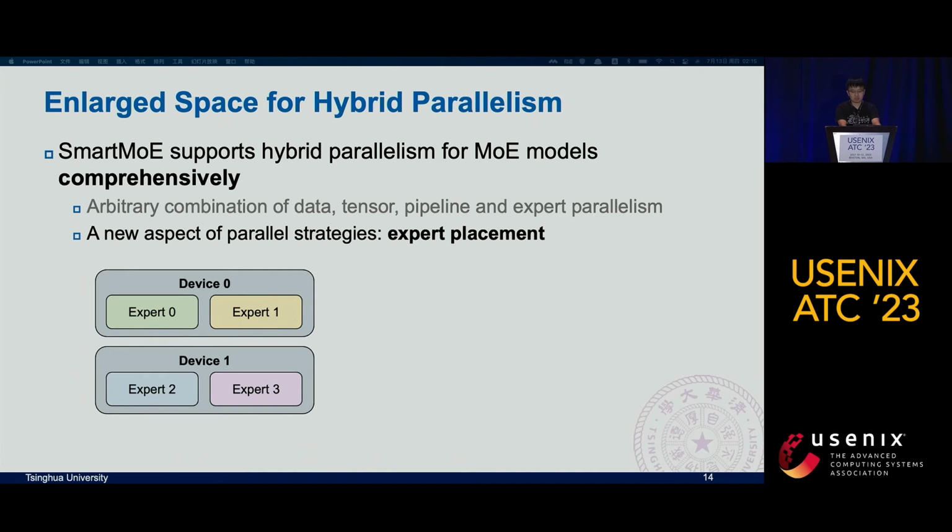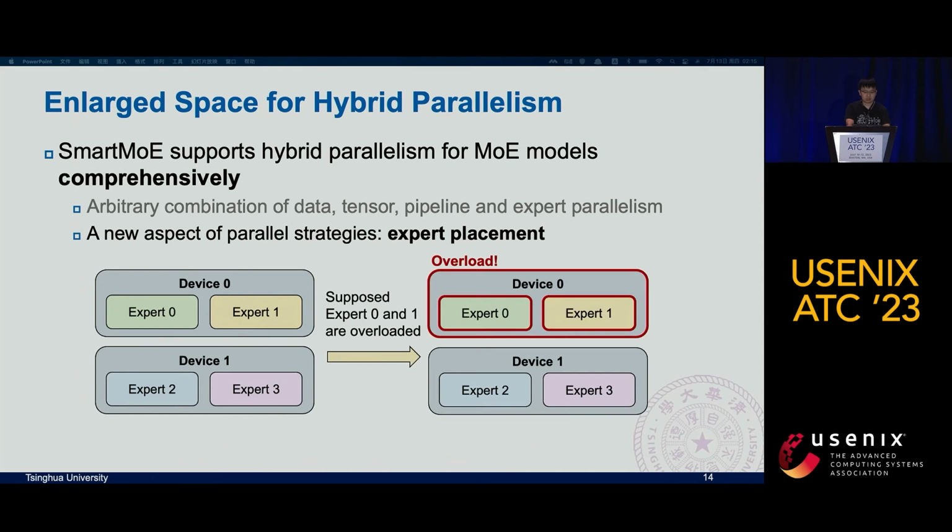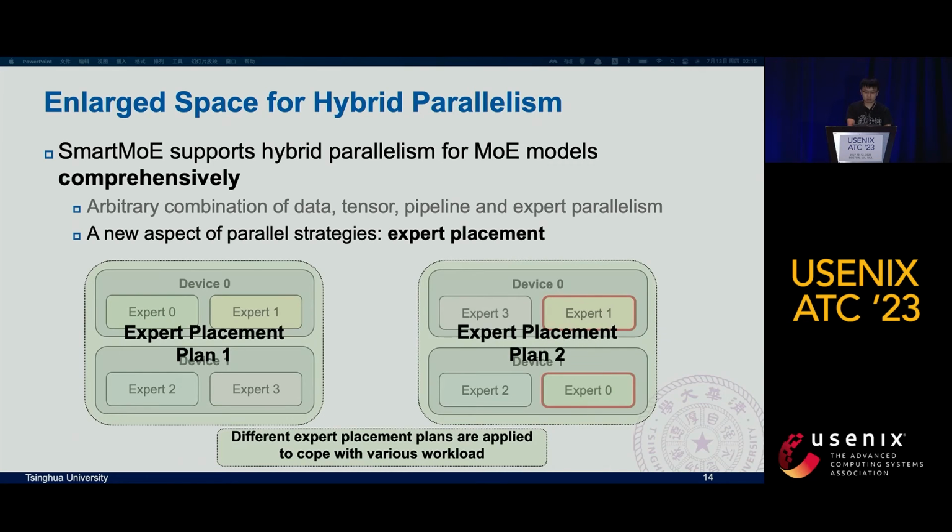Furthermore, we discovered a new strategy for MoE called expert placement. Using an example of 4 experts placed on 2 devices, if experts 0 and 1 are overloaded, device 0 will be heavily overloaded. Although we cannot change the workload of the experts, we can achieve balance between devices by altering their placement. We call these different configurations expert placement plans. By using different placement plans, we can address various workloads.